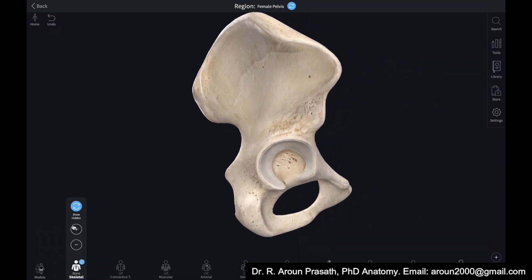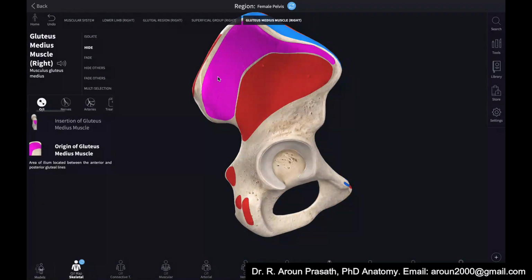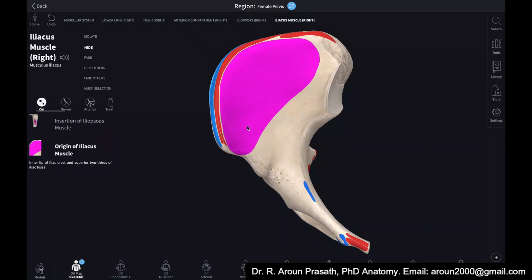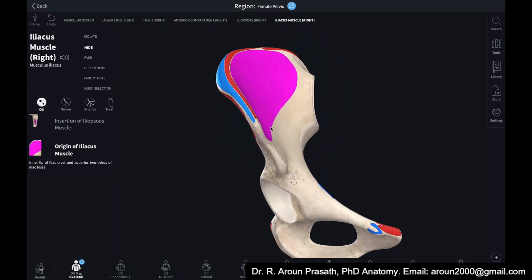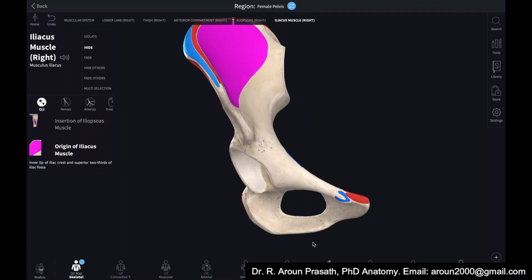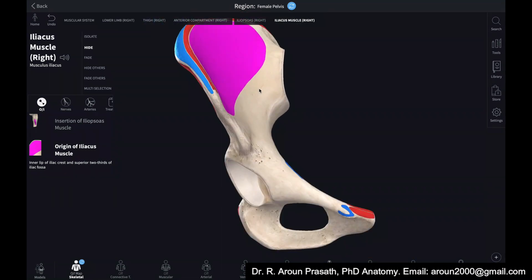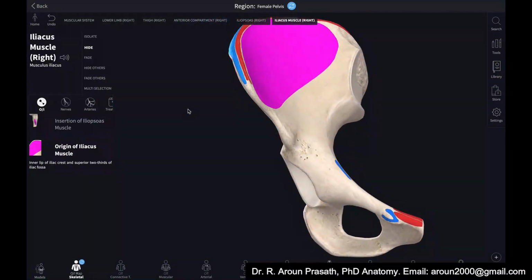If you look at the origin, you see this is the origin point of the gluteus medius, and this is the origin point of the gluteus minimus. And this is the origin point of the iliacus muscle. In the muscles I would explain about the iliopsoas muscle, how the fibers unite and insert to the lesser trochanter of the femur. That we will discuss separately in myology. So just focus: this pit is called the iliac fossa, and this pit is called the gluteal fossa.